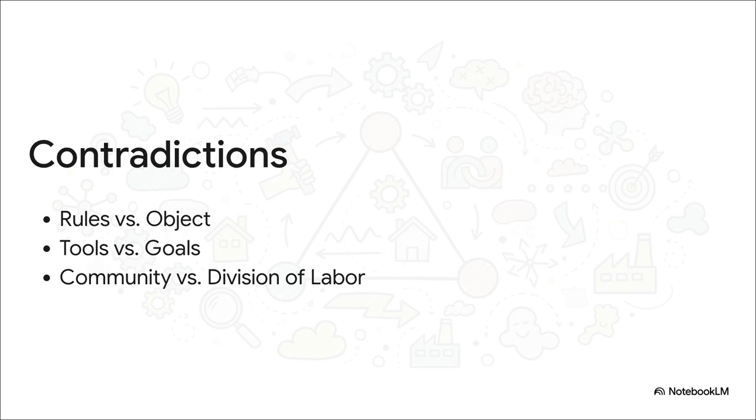Or a mismatch between tools and goals. Their goal is seamless remote teamwork, but their project management tool is clunky and outdated. Total mismatch. Or here's a big one: tension between the community and the division of labor. The engineers are siloed over here, totally cut off from marketing. So they built things that customers don't actually want. These aren't just mistakes, they're opportunities. They're the grit in the oyster that creates the pearl.